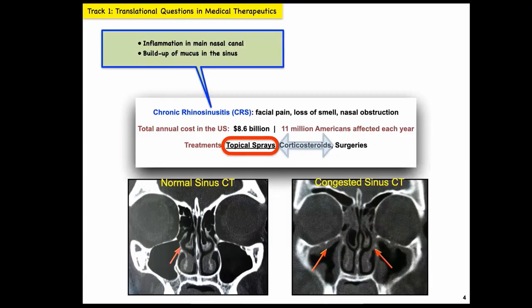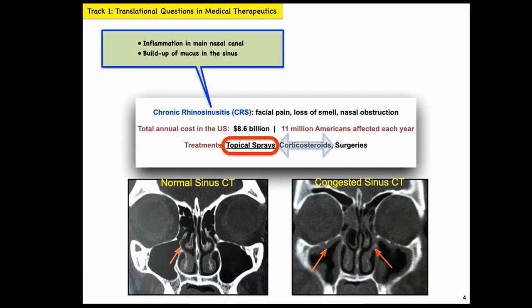And you can see they're dark, implying that they're clear and there is not much mucus buildup. But if you go to the scan on the top right, you can see that those two big sacs on the two sides, they're the maxillary sinuses, by the way, have some congestion. There is some mucus buildup in those sinuses, and also some congestion in the main nasal passage as well. So that is a scan that we obtained from a person suffering from CRS.